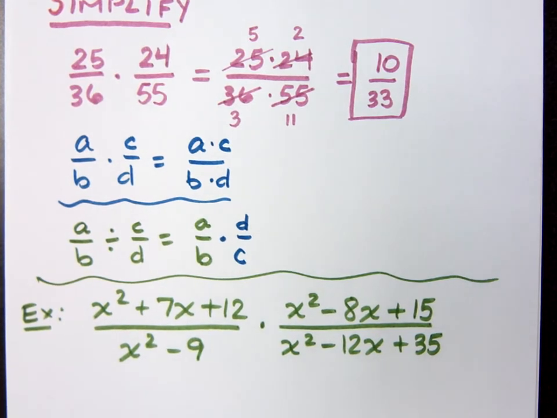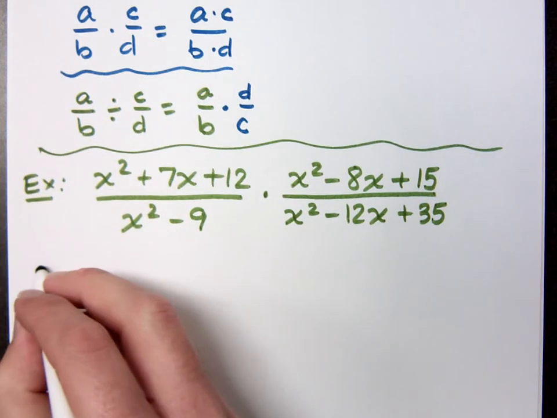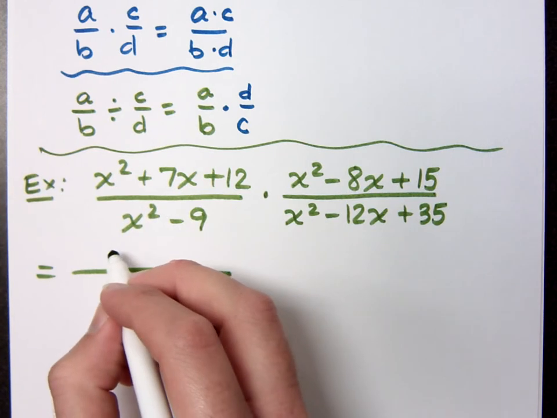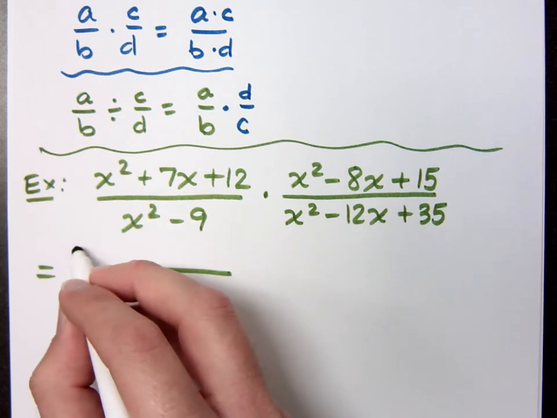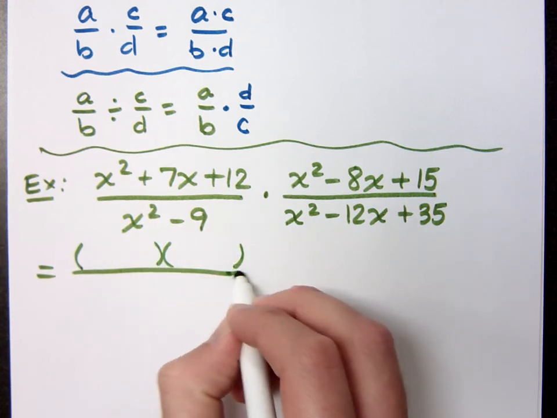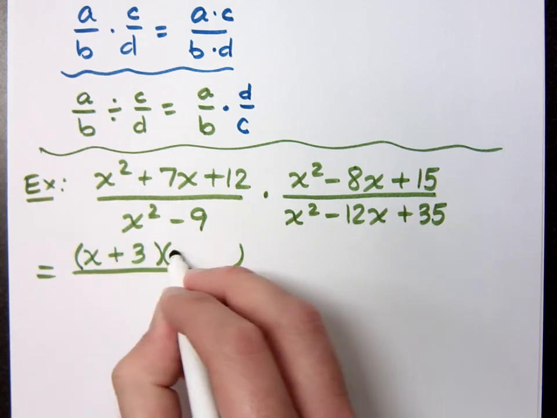Now before you freak out, you just need to understand that what you're looking at is basically half a quiz. You have 4 polynomials that need to be completely factored, and then you're going to look for common factors that will simplify. So, take it away. What can I do with this first numerator? Here's your hint. It's going to be x plus 3 and x plus 4.